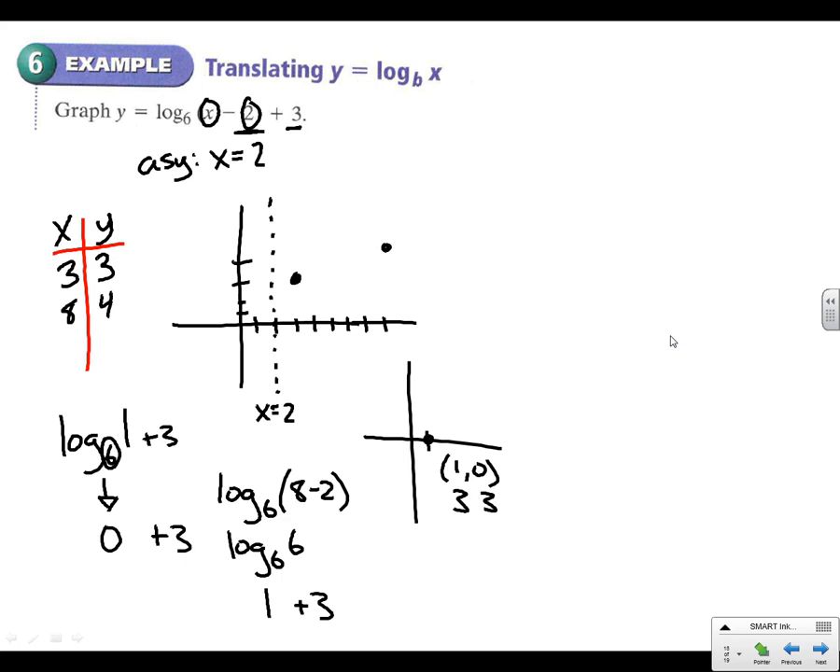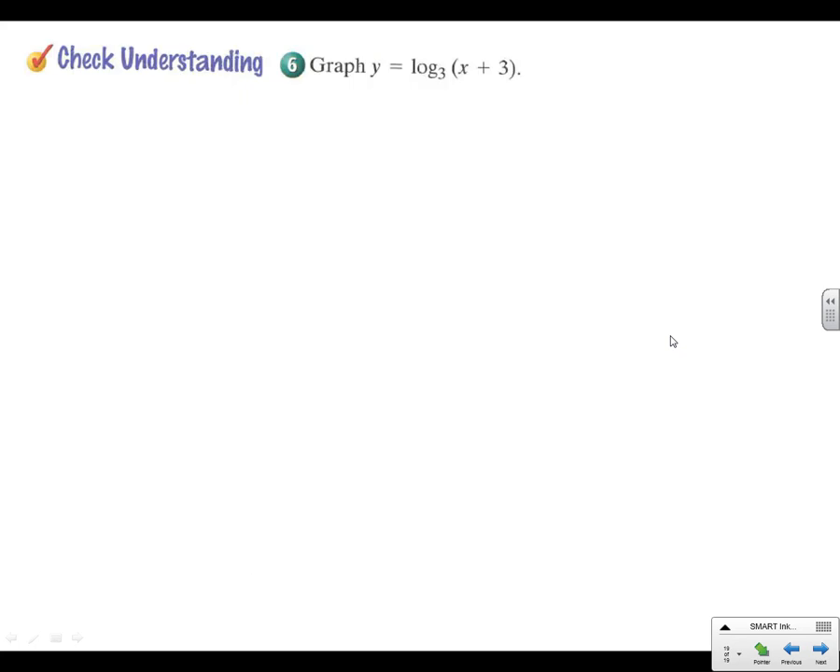And that's actually enough, because we have our asymptote and 2 more points, so that's 3 points. We always need 3 points here with these, but the asymptote can count as 1, and we can graph it, and there we go. So a little trickier. See if you can put it all together here for y equals log base 3 of x plus 3.